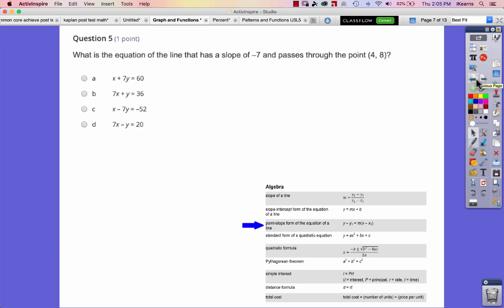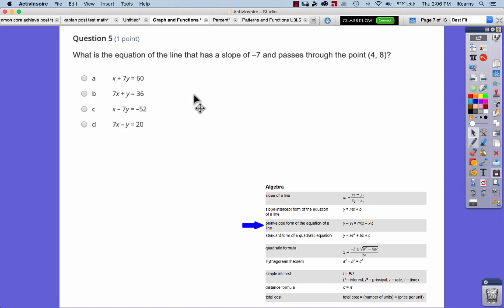What is the equation of the line that has a slope of -7 and passes through the point (4, 8)? All right, so this is one where we are going to use the point-slope form of the equation. And that's this one right here: y minus y1 equals m in parentheses x minus x1.